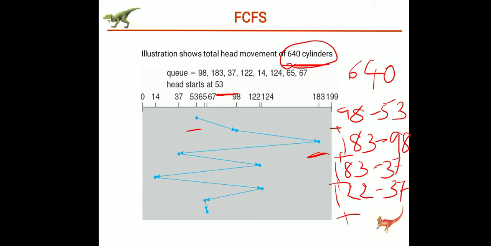So if the requests for cylinders 37 and 14 could be serviced together, before or after the requests of 122 and 124, then we could have decreased our head movement, correct? If 37 and 14 were served together, then our head movement would have been decreased. That's why FCFS is not the best algorithm for a system which needs more performance.